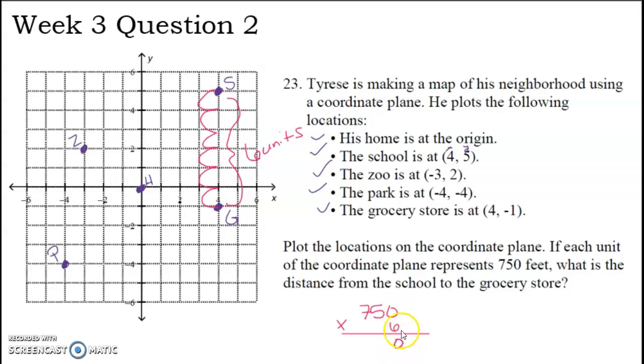6 times 0 is 0. 6 times 5 is 30. 6 times 7 is 42, plus 3 more is 45. So your answer would be 4,500.